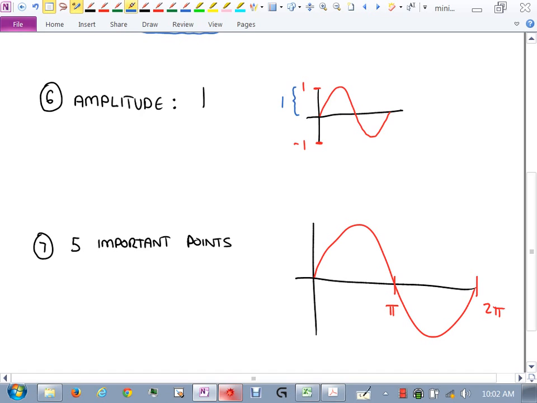Here are the 5 points. I'm going to exaggerate them here. We have these 3 x-intercepts, right? We're talking about one period here, one period of this sine curve. In one period, you should have 3 x-intercepts. You should also have a maximum point, so one maximum. And you should also have one minimum.